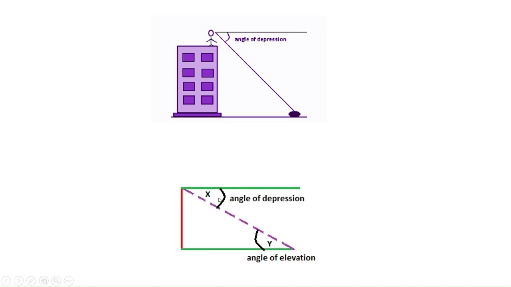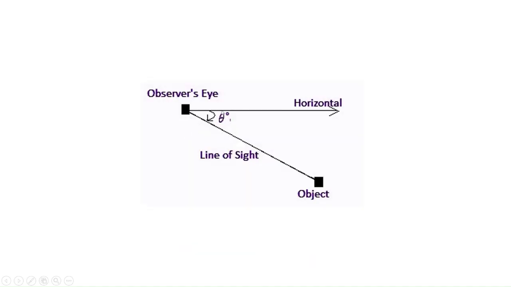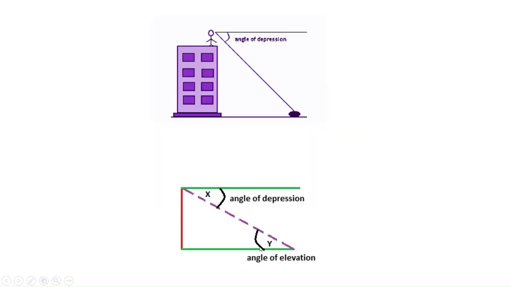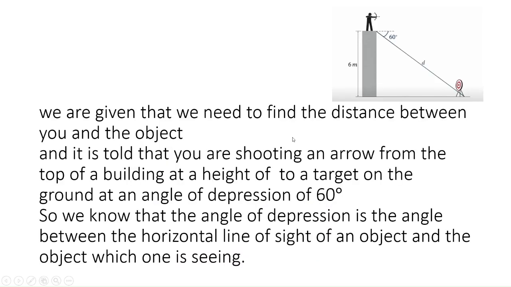Clearly you observe, right? Of course this is the observer's eye, and this is the horizontal from the observer's eye, but the object is there on the ground here. This is known as the line of sight, right? So here we are going to find out this length only. That means this is the distance between the observer and the object. So this is the angle of depression, and this becomes the angle of elevation. Right. So we are given that we need to find the distance between you and the object.